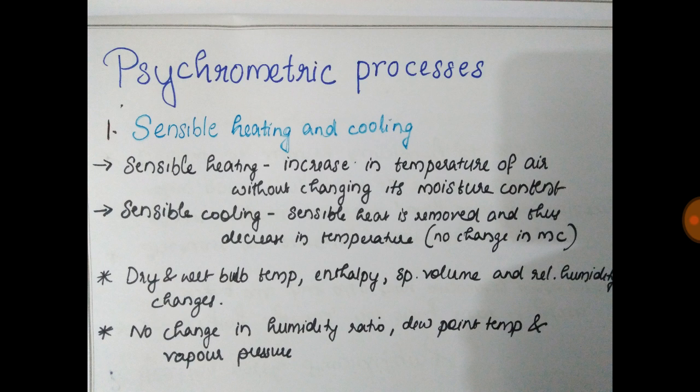The first psychrometric process is sensible heating and cooling. The sensible heating process means the increase in temperature of air without changing its moisture content. Also, sensible cooling is a process in which the sensible heat is removed, and thus there is a decrease in temperature. In this process, there is no change in moisture content. The points to be noted: the dry and wet bulb temperature, the enthalpy, the specific volume, and relative humidity change during this process. On the other hand, there is no change in humidity ratio, dew point temperature, and vapor pressure.